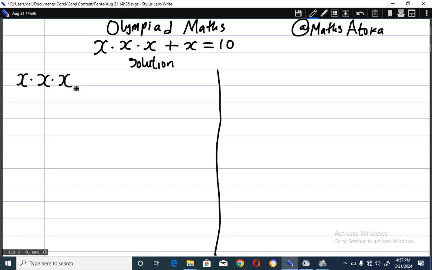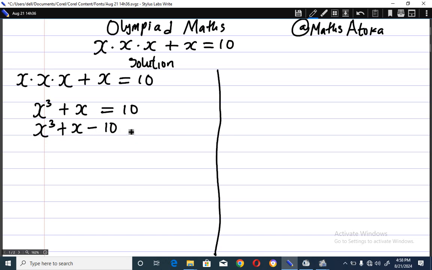So x times x, then plus x is equal to what? 10. Okay, so now x times x will give you x cubed, right? So this is x raised to power 3, then plus x is equal to what? 10. Okay, so let's move this 10 to this side. I'm going to have x raised to power 3 plus x, then minus 10 is equal to what?